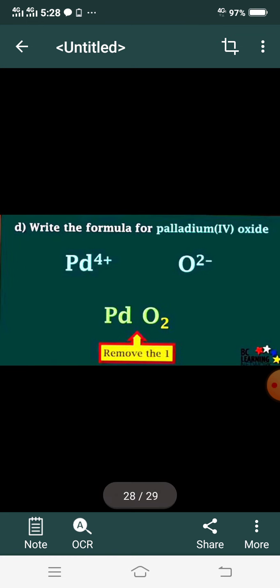Now again look at this point. Both numbers 2 and 4 can be simplified by 2, so we can use it and we can have PdO2. Why didn't we write 1? As I have made clear 3 to 4 times, if we have subscript 1 we are not supposed to write it. So my dear students, the formula will be PdO2.